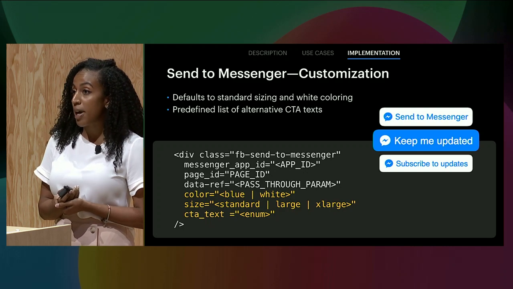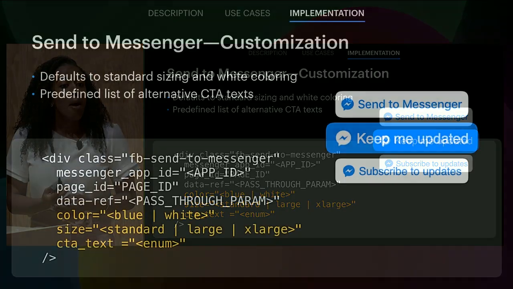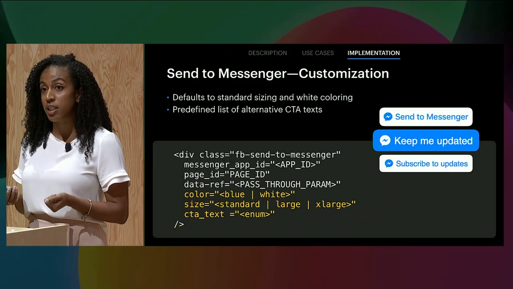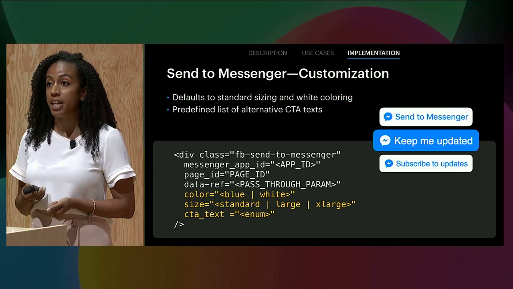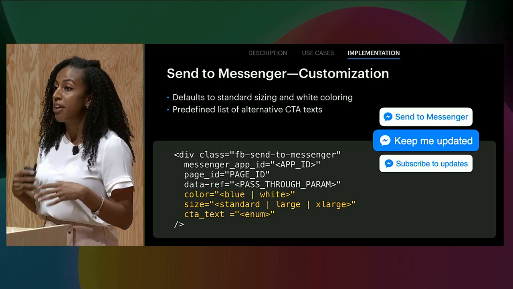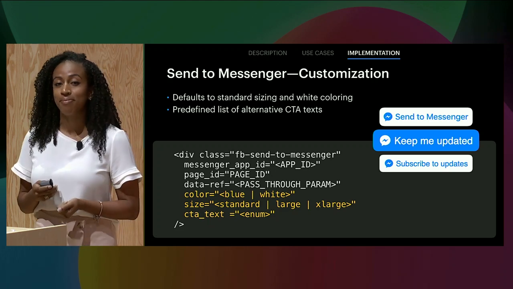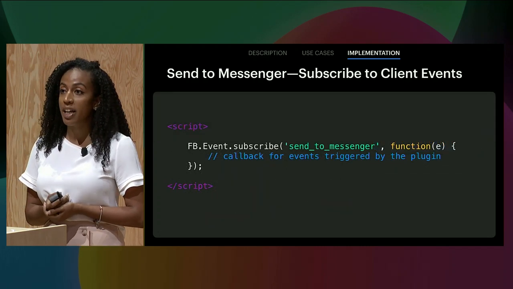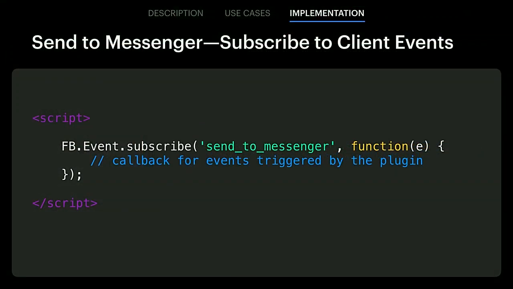If you'd like to customize the plugin, you can do so using the same colors and sizing options that the Messages plugin provides. However, you also have the option to use a predefined set of call to action texts, such as keep me updated or subscribe to updates, to better fit the context of your web view. The Send to Messenger plugin provides the option to subscribe to client events so that you could trigger other events as well.